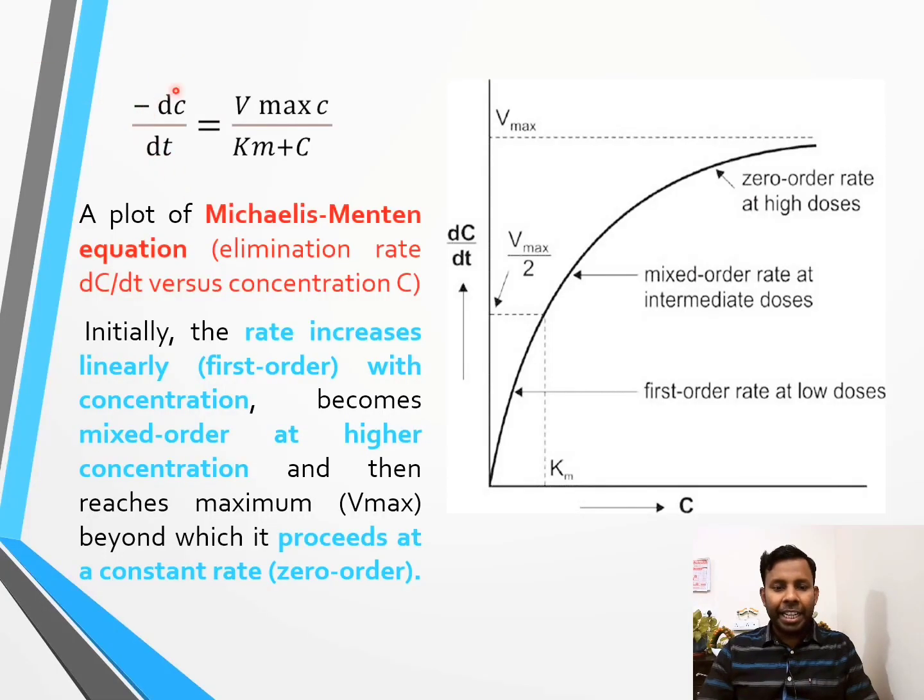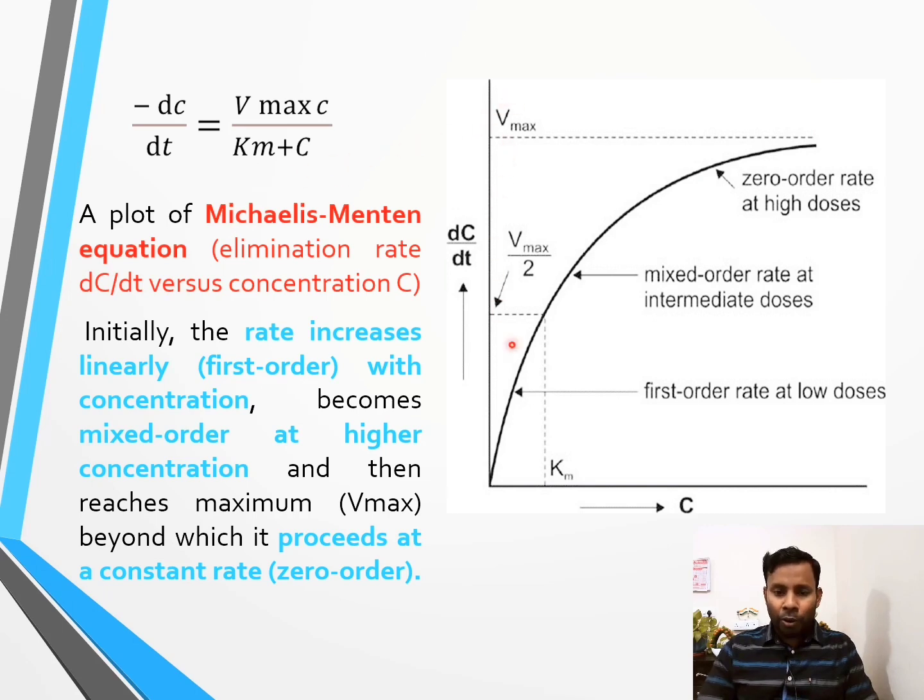This is the Michaelis-Menten equation. Minus dC by dt is equal to Vmax C by Km plus C, where minus dC by dt is the rate of decline of drug concentration with time t, Vmax is the theoretical maximum rate of the process, C is the plasma drug concentration, and Km is the Michaelis-Menten constant.